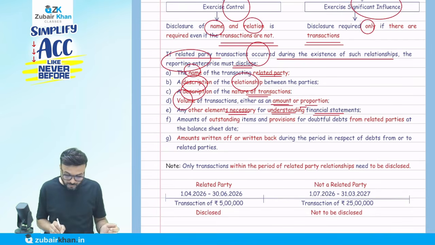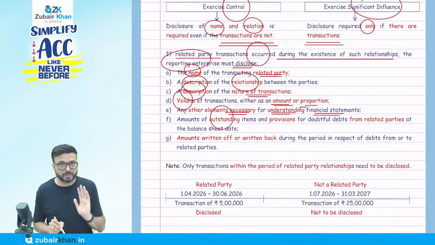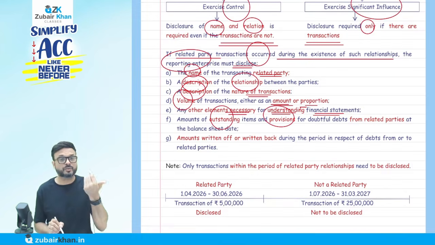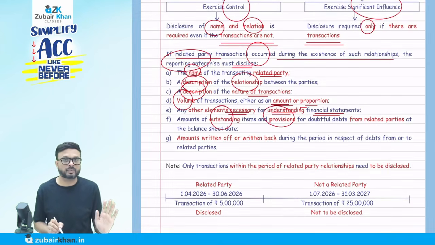The amount outstanding, how much is the receivable or payable from them, or if you have created any provision for doubtful debts for that related party, we have to mention it.